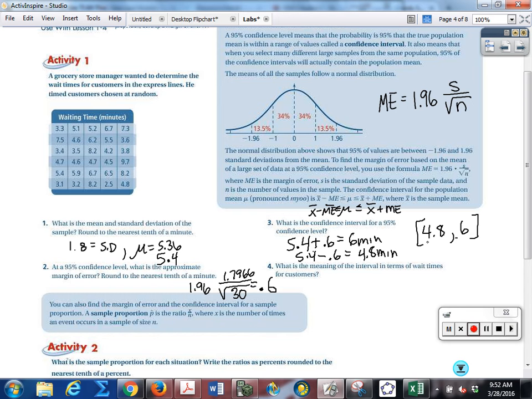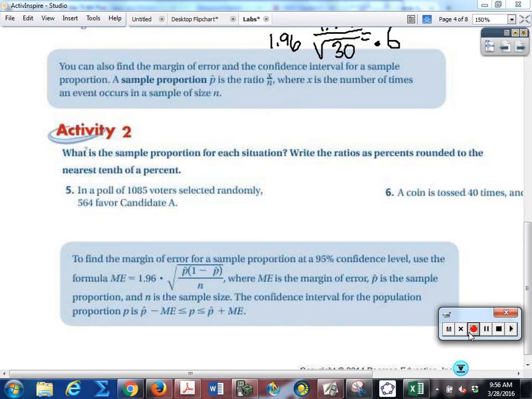So, for example, if you know a sample proportion, it's kind of a weird thing. You can't really see it right there, but it's p-hat. That's what I've heard everyone call it.